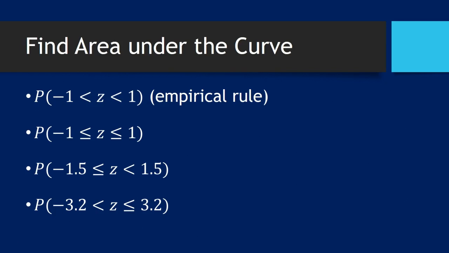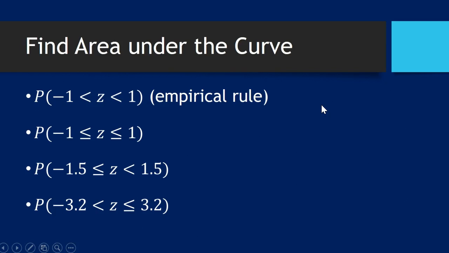Now, what I'd like you to do is try these next 2 bullet points. The probability that you pick something out at random and they have a z-score between negative 1.5 and 1.5. And then the probability that you pick somebody out at random and they have a z-score between negative 3.2 and positive 3.2. So go ahead and type those in, and in 5 seconds, I will start back up.